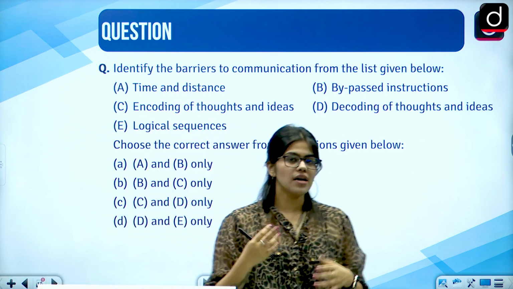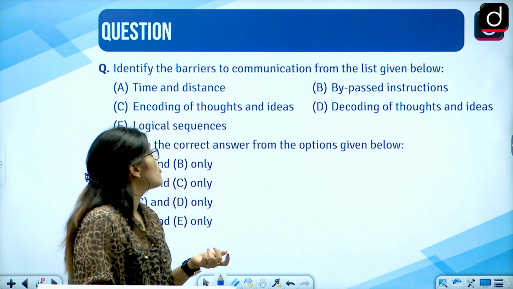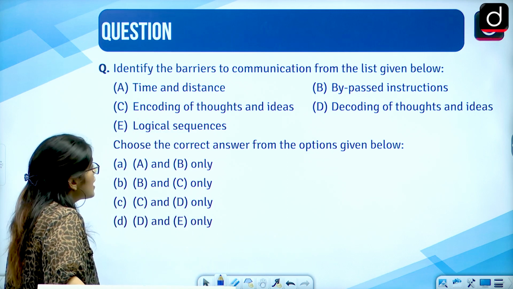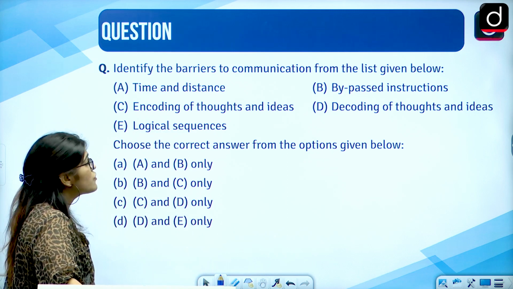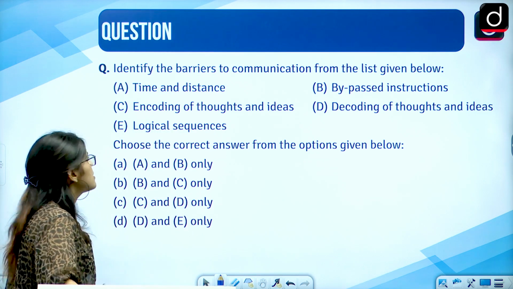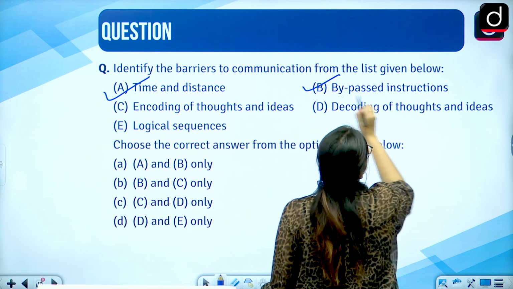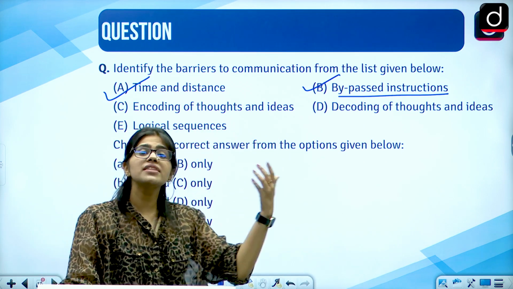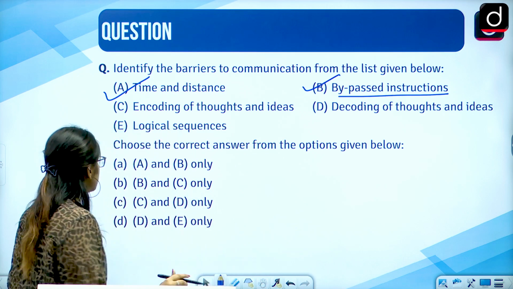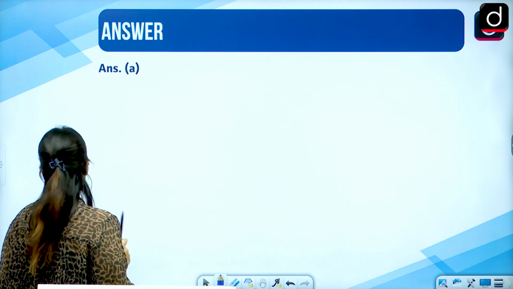Now this is a question that I have for you, a practice question. This question says, identify the barriers of communication in the list given below: time and distance, bypassed instructions, encoding of thoughts and ideas, decoding of thoughts and ideas, logical sequences. I'm pretty sure that we all know the answer by now. It is time and distance, which is a physical barrier, and bypassed instructions. The person has not given the instructions properly. This can also cause a lot of problems. So A becomes the right answer. These are the barriers to communication, right?